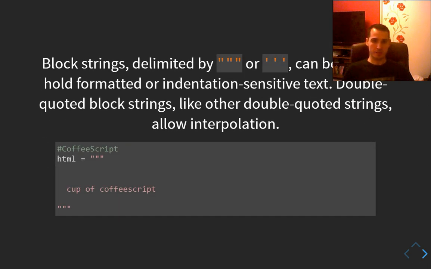Block strings, delimited by triple double quotes or triple single quotes, can be used to hold formatted or indentation-sensitive text. Double-quoted block strings, like other double-quoted strings, allow interpolation.